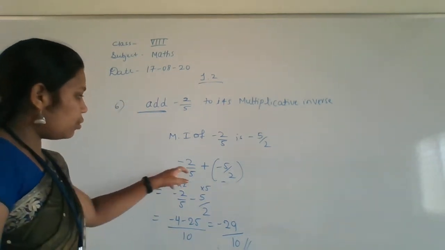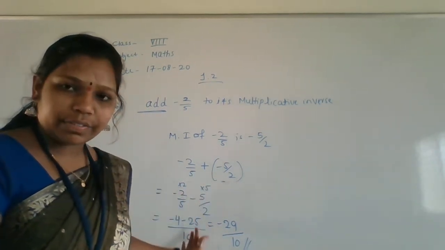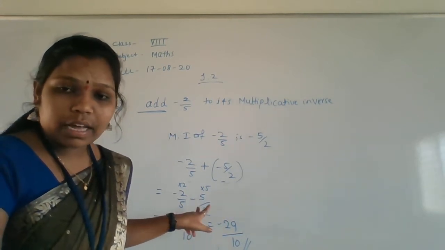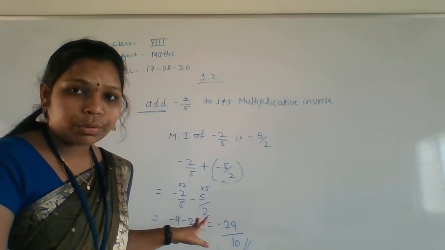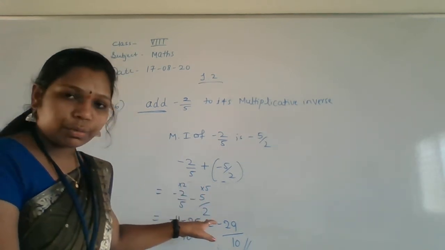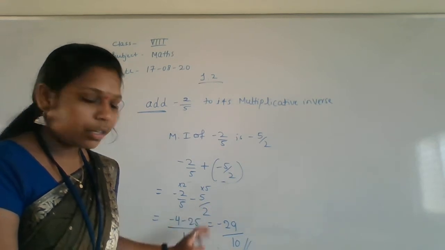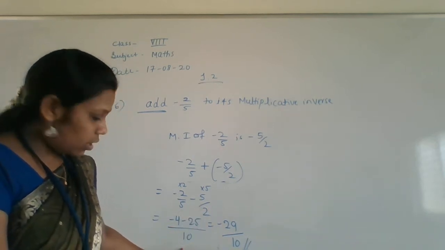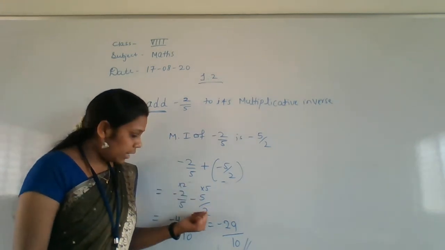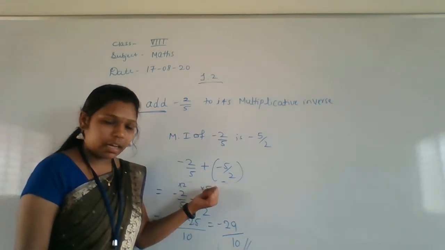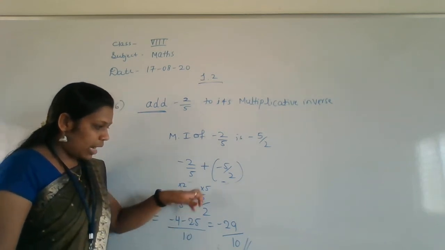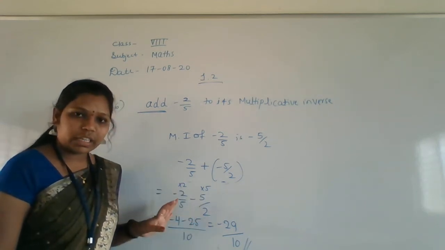Getting it, everyone? Here 5 and 2 are different values, so that's why I am taking the LCM. I hope everyone knows how to take the LCM of two given numbers. So the LCM of 5 and 2 is 10 here. 5 2s are 10, and here 2 5s are 10. So what will be the value? 2 into 2 is minus 4 and 5 into 5 is minus 25.